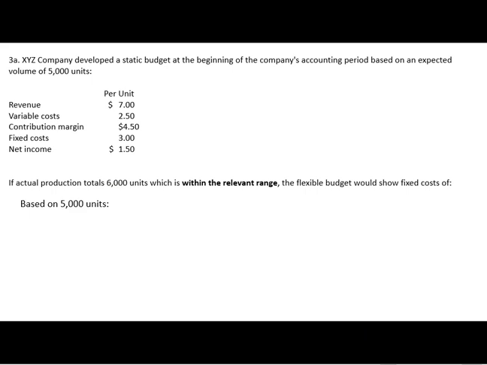So total fixed cost will be based on 5,000 units originally, which would be 5,000 times $3 per unit, which would be $15,000. And if it's $15,000 total fixed cost at 5,000 units, that's what it's going to be at 6,000 units, because it's within the relevant range.